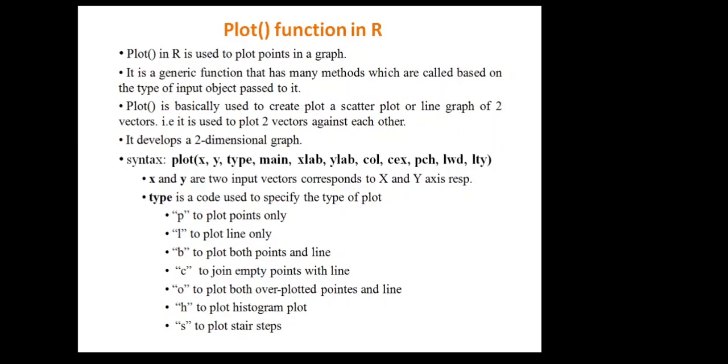Then o code is used to plot overplotted points and lines. It means the line is overplotted on the points if we pass o as an input code to the type parameter. h code is used to plot a line graph or scatter plot in terms of a histogram, and s is used to create stair steps. So this is how by using the type parameter we can get different types of graphs.